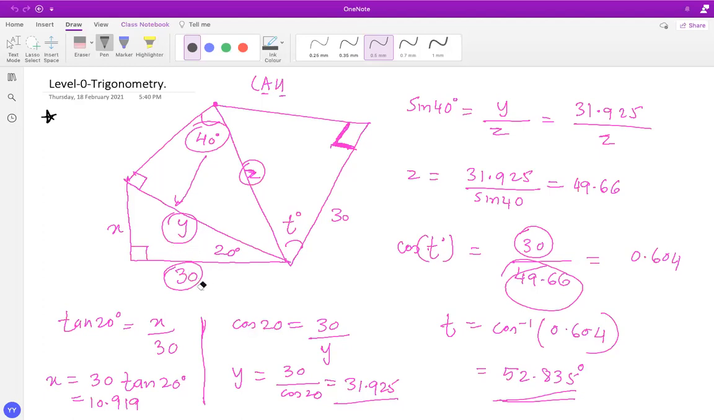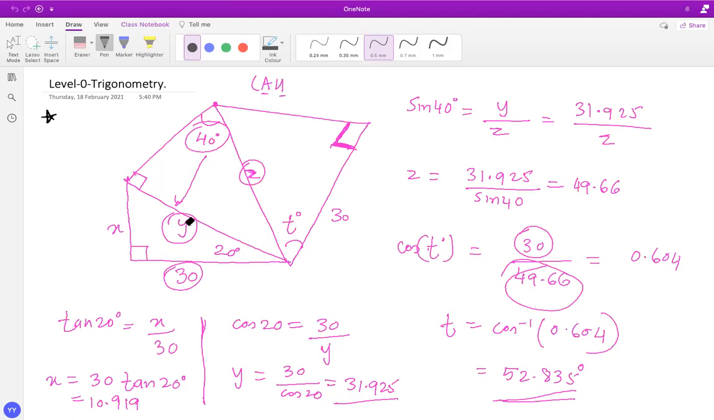So I can use the cosine ratio, because cos 20 is adjacent, that is this side, over hypotenuse. So cos 20 is 30 over y. If you solve for y, it is 30 over cos 20, which you can use a calculator to find out.